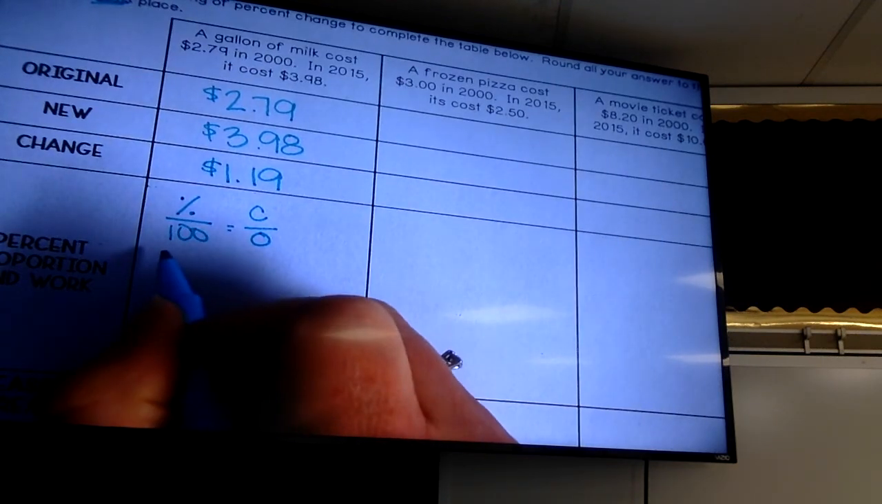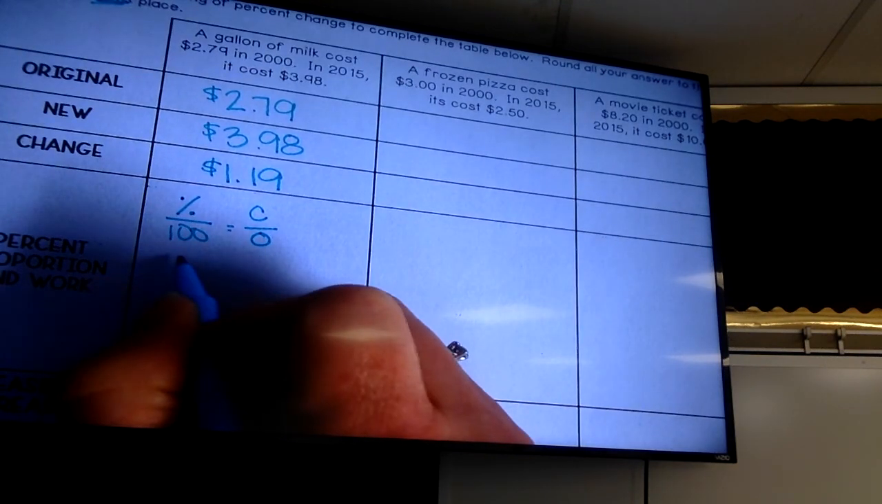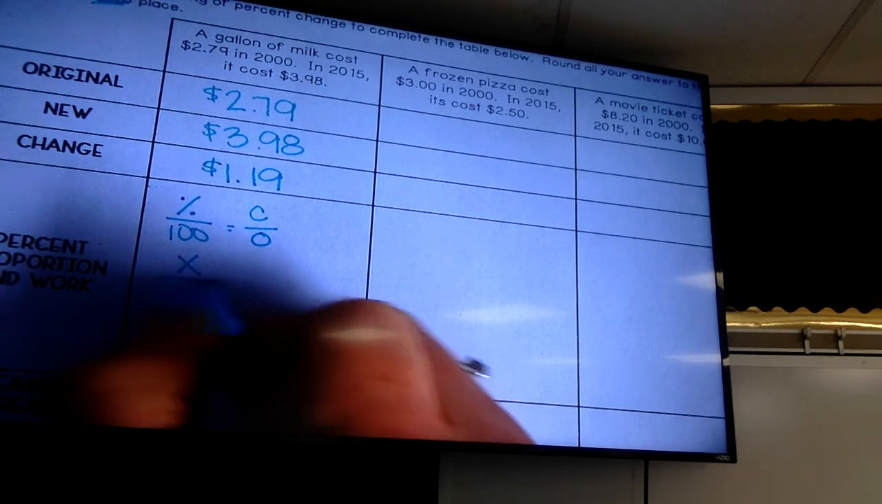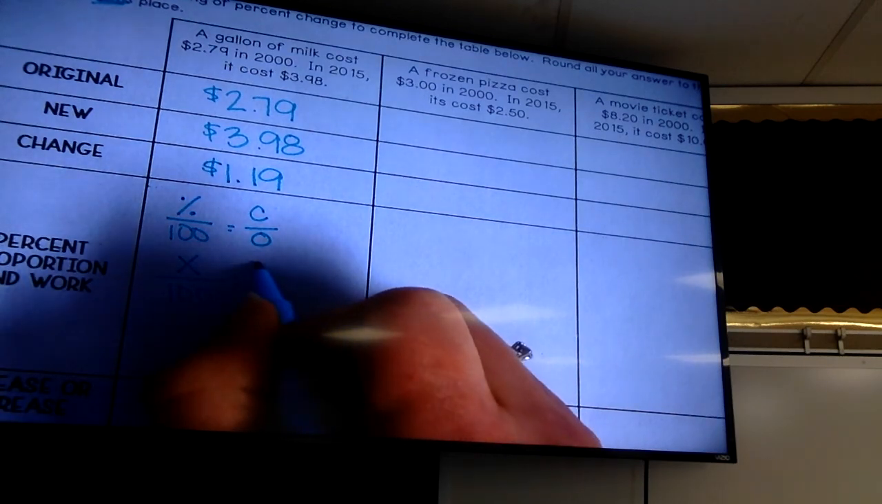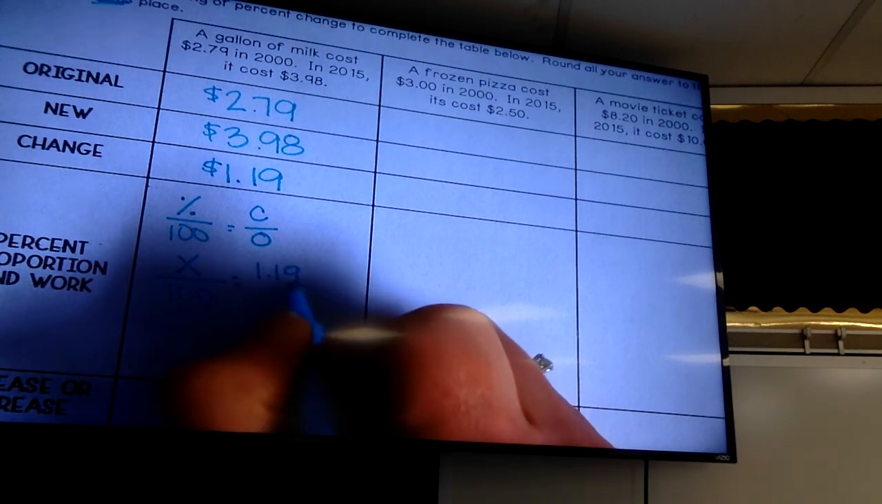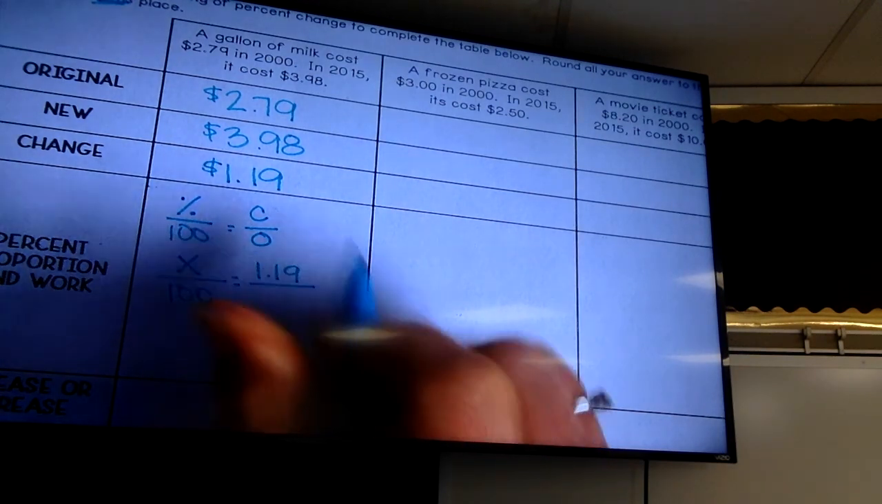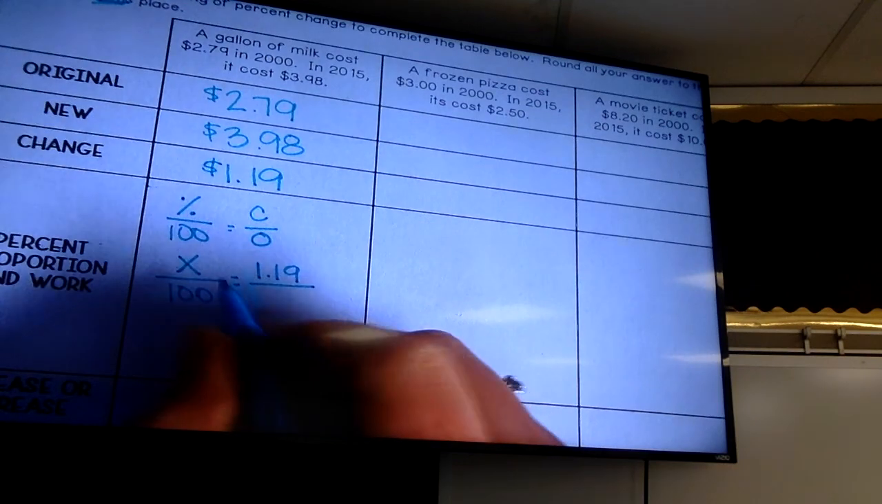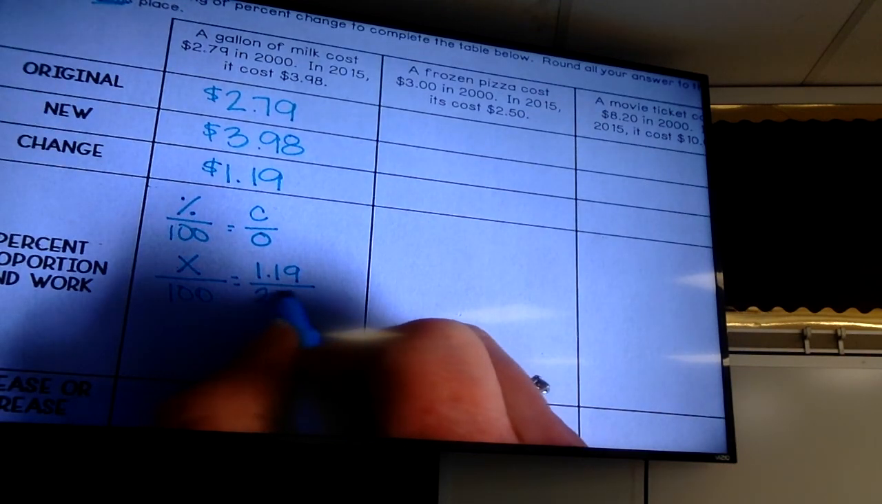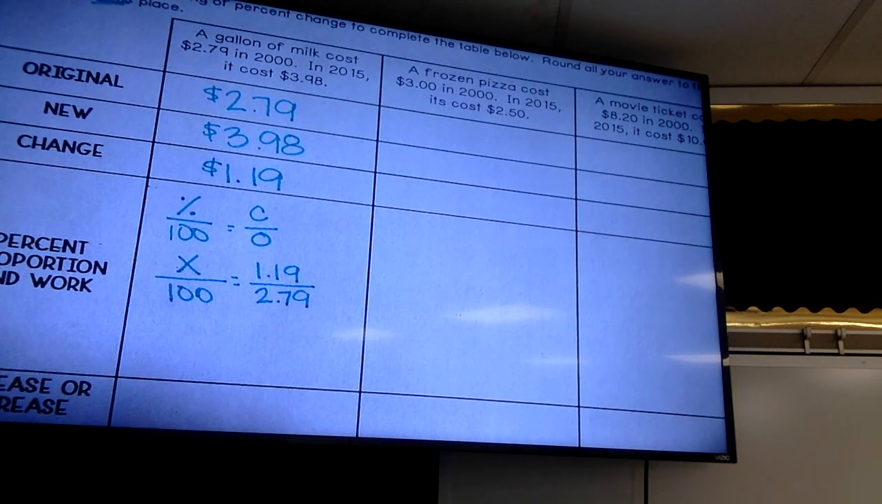So let's try this. I don't know the percent. That's what I'm trying to figure out. So I'm going to put my X there. I know the amount it changed was $1.19. And the original amount, it originally cost $2.79. So here's my percent proportion.